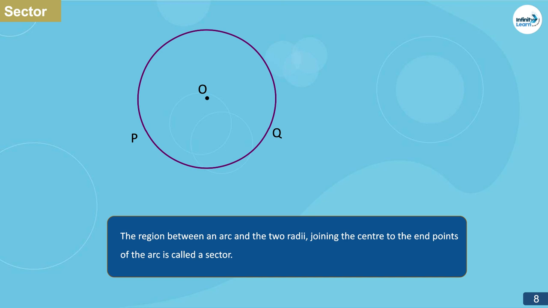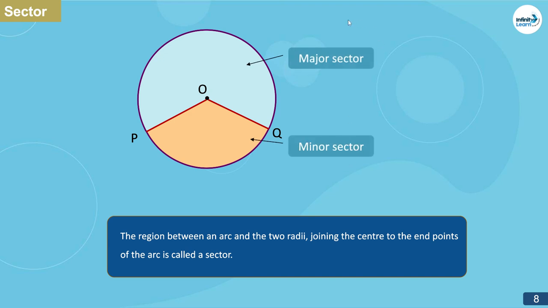Sector, the region between the radius and the arc is known as sector. This is minor sector and the upper one is major sector. Clear?